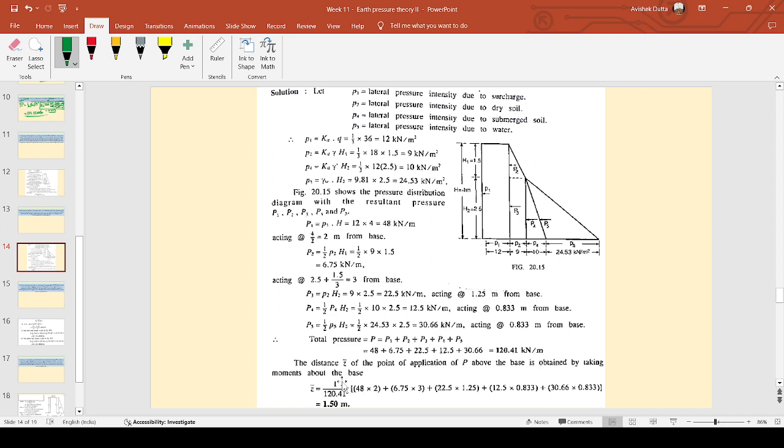Okay, and then we do the same formula, P1 into Z P1, P2 into Z P2, everything divided by total P. We get a value of Z bar equals 1.5 meter. So a force of 120.41 kilonewton per meter length of the wall is acting at a height of 1.5 meter from the base of the wall. Okay, I hope it is clear.